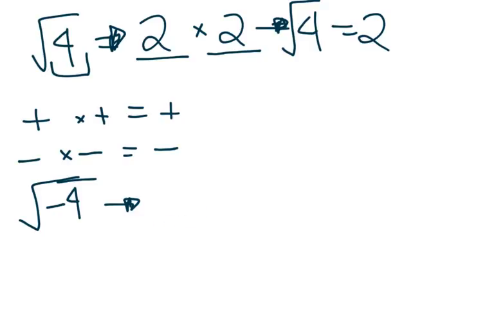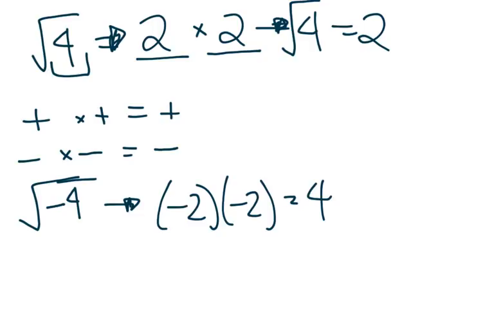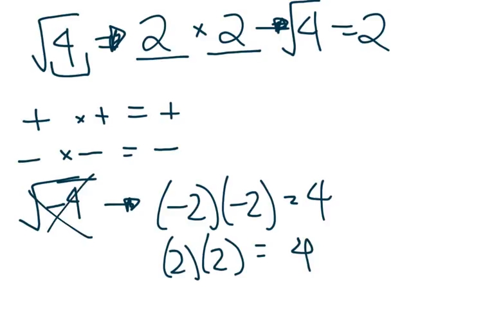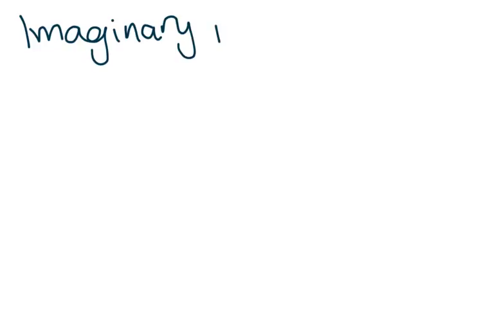For example, if I were to do negative 2 times negative 2, that's positive 4. 2 times 2 is still positive 4. So I can't really do it like that. I can't take a square root of negative 4, at least not using the set of real numbers that we have learned about so far. However, there is something called an imaginary number.